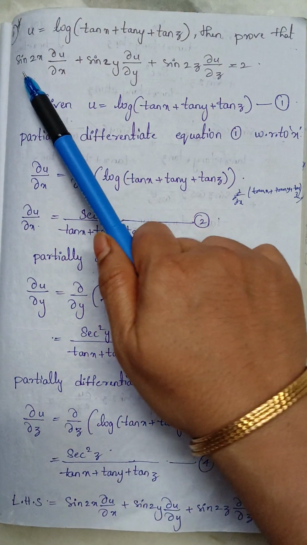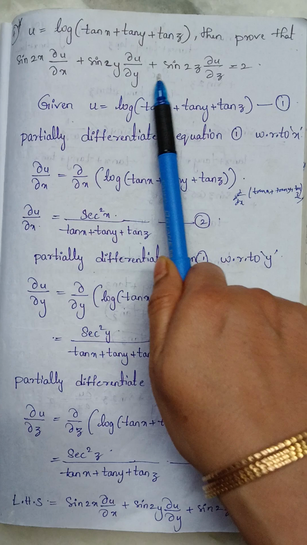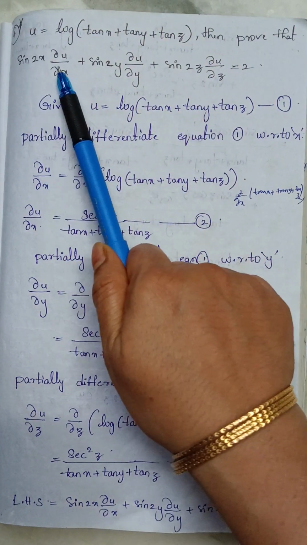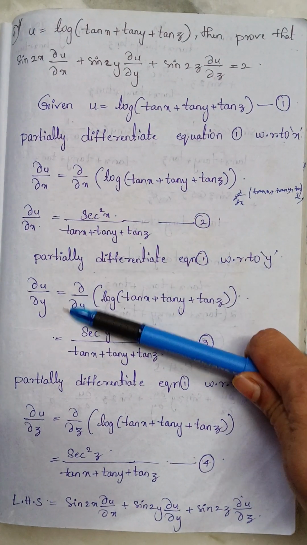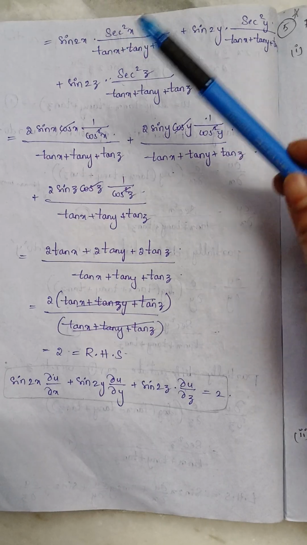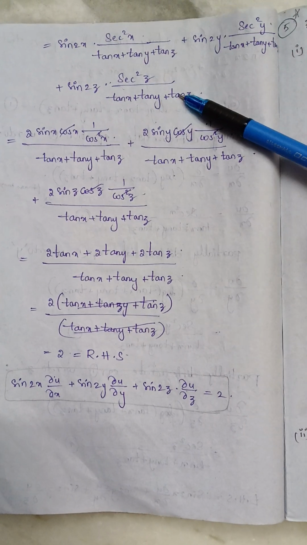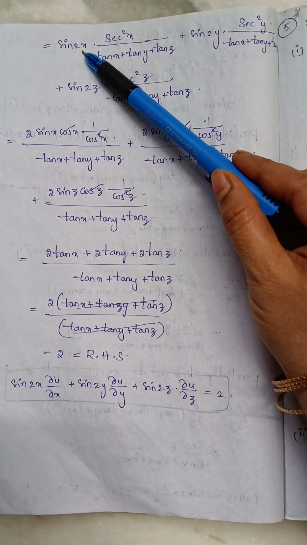Now take LHS. What is LHS? Sin 2x into dou u by dou x plus sin 2y into dou u by dou y plus sin 2z into dou u by dou z. Substitute all those values of dou u by dou x, dou u by dou y and dou u by dou z in LHS. Similarly, substitute all those values and simplify this.